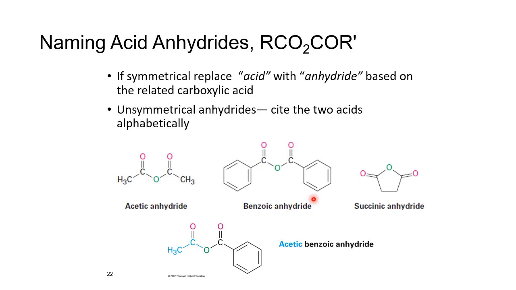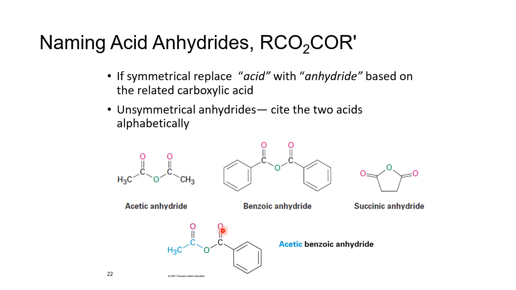So these two benzoic acids are named as benzoic anhydride. Now, there are some common names for the compound. It's called succinic anhydride. This is just a common name for that compound. If the two halves are not symmetrical, so here you see benzoic acid actually attached to acetic acid, we name the two halves alone.